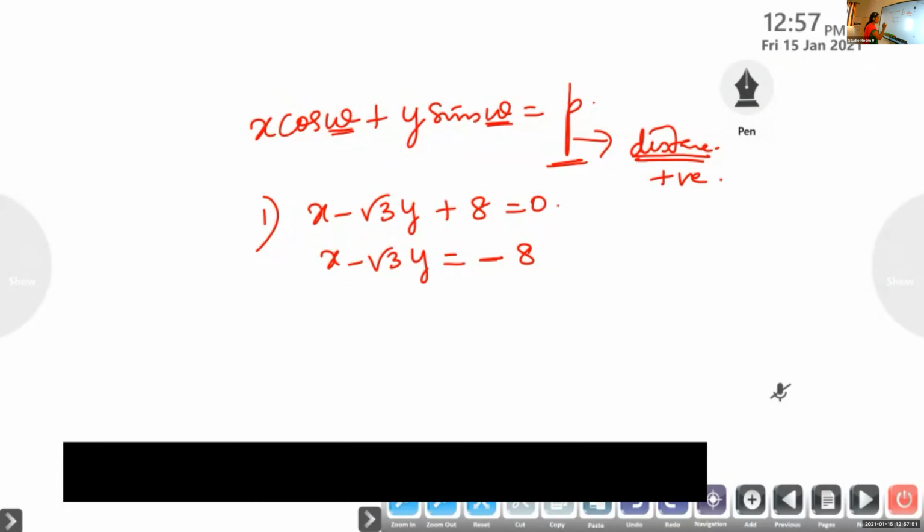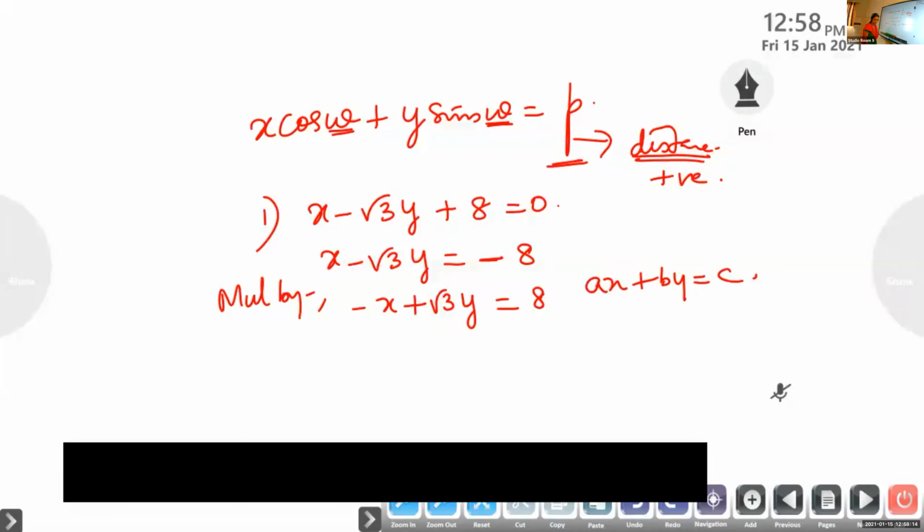So what do you do? You multiply throughout by minus. Why are we multiplying by minus? Is it clear, children? Distance should be positive, so to make it positive you first multiply by minus. You will get minus x plus root 3y is equal to 8. So this is the standard form you have here, ax plus by, with the constant term taken to the other side.